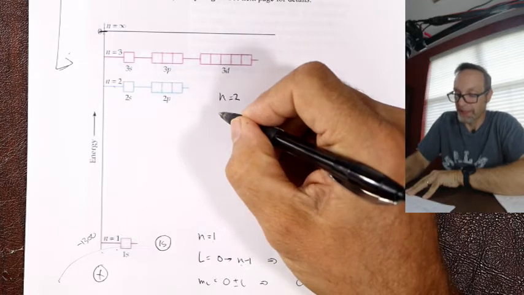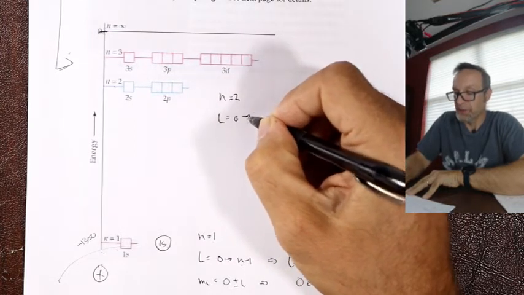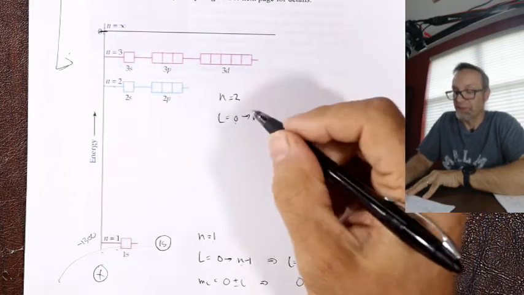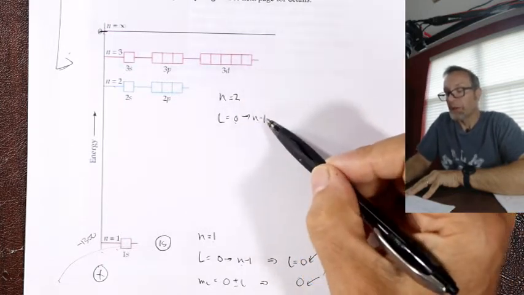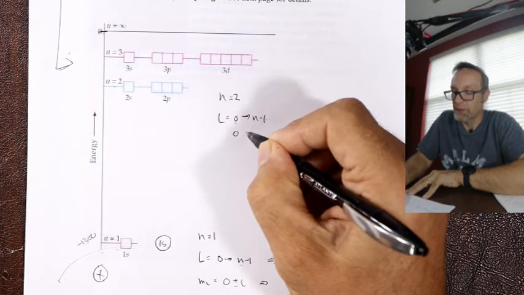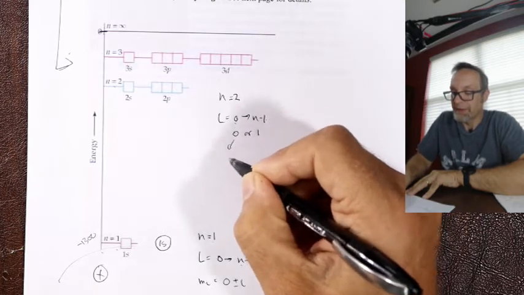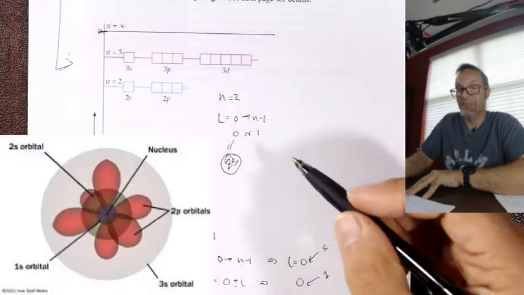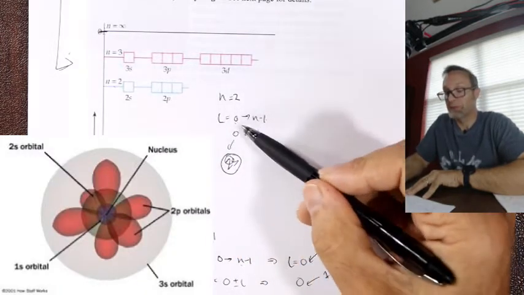Well, we have L equals 0 to n minus 1. So just like before, it's a range. So 2 minus 1 is 1, so I can have 0 or 1. Well, that's my sphere. It's a bigger sphere. That's my 2s. So I start the second layer always with the sphere, because I'm always going to have a 0 for L.